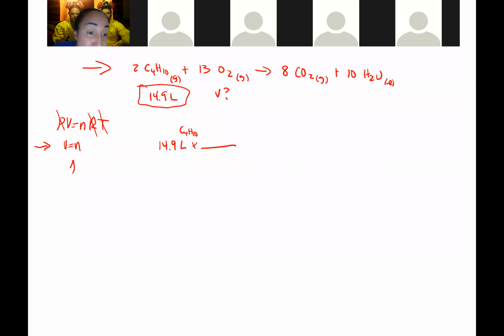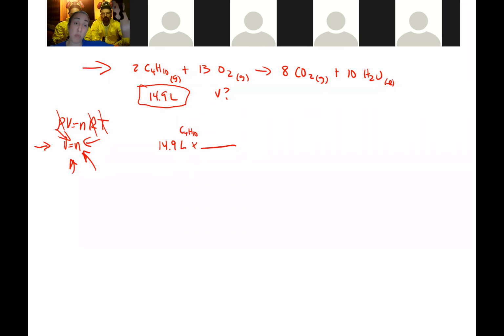2. Yes, 2. Look, it's equal. Yes, so that's the answer. If there's 2 moles of butane, that means that you're using 2 liters of butane in this balanced equation. Do you understand that? Because that's what the law says, assuming that temperature and pressure are constant.